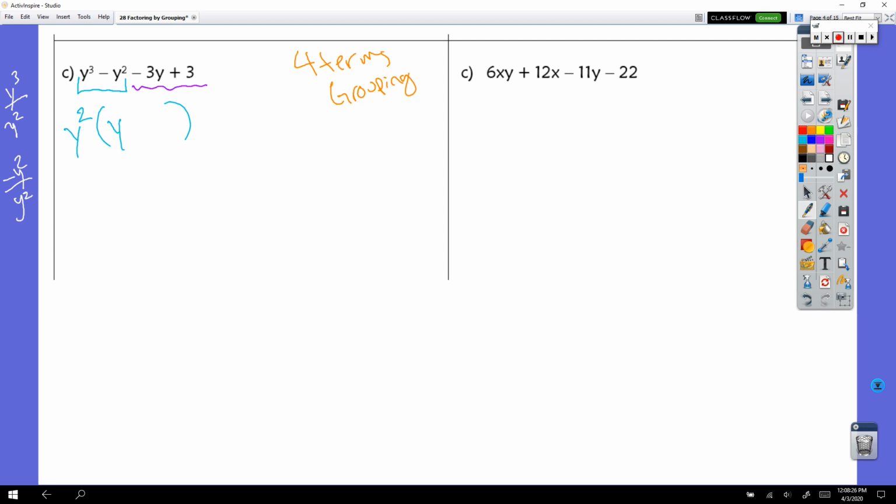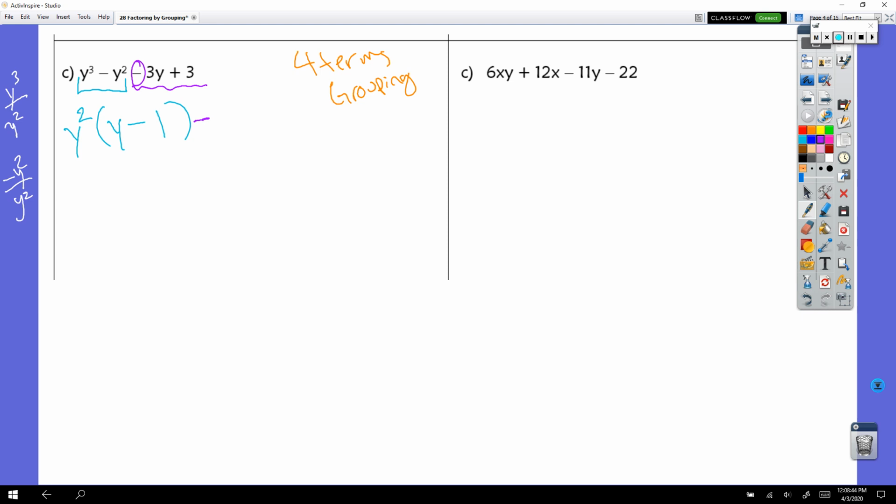So negative y squared divided by y squared is a negative 1. So I've got part of my factoring done. When I do the second part, the purple part, I need to use the third term's sign. So I'm going to put a minus down. I know I'm going to be taking out a minus.